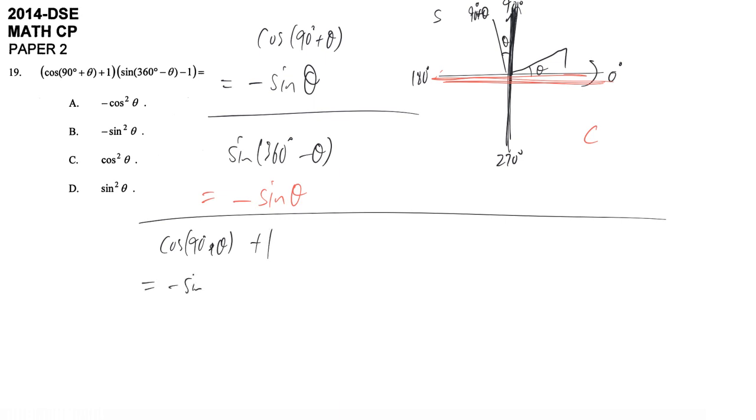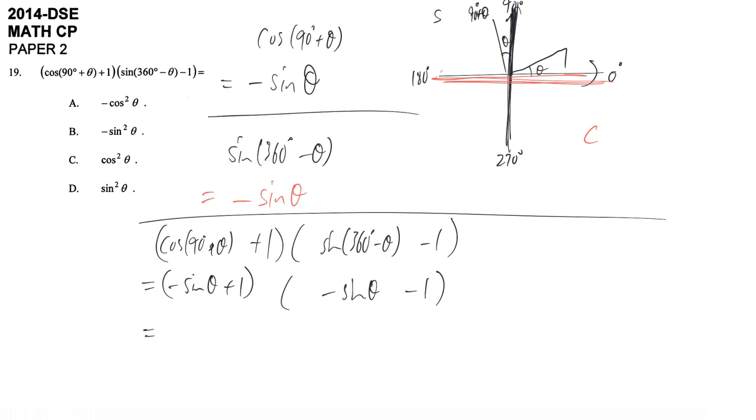So after that, we can conclude our answer is cosine of 90 degrees plus theta, plus 1. That means negative sine theta plus 1. And then another part, sine of 360 degrees minus theta, minus 1. That means negative sine theta minus 1. So if we multiply both items by negative 1, we get sine theta minus 1. We can do so because negative 1 times negative 1 is positive 1, no change at all. So expanding it, we get sine squared theta minus 1.